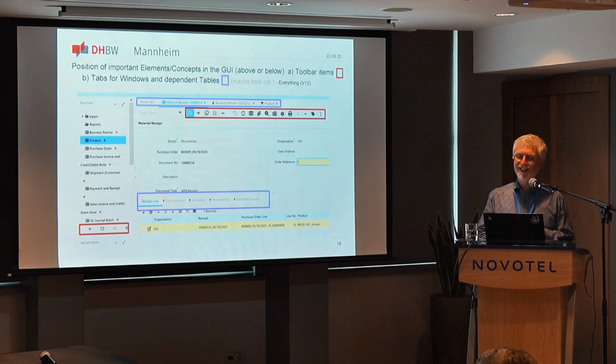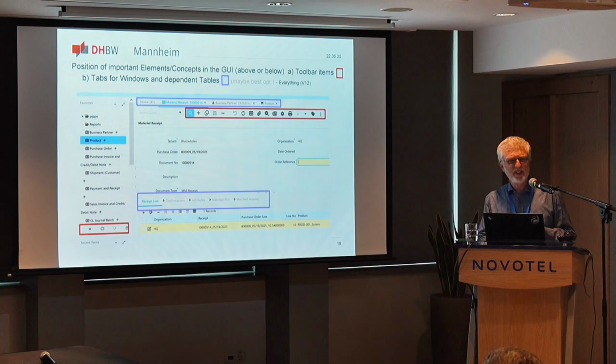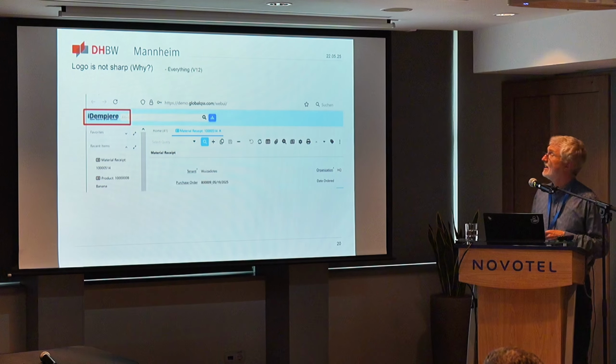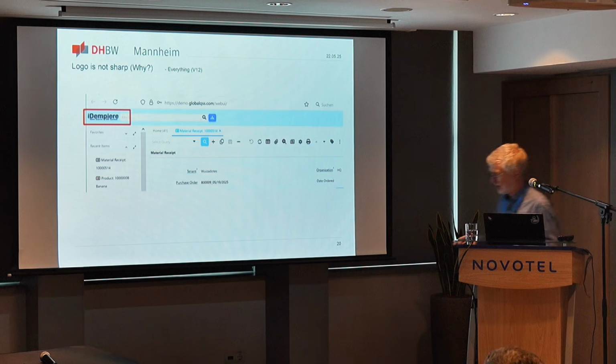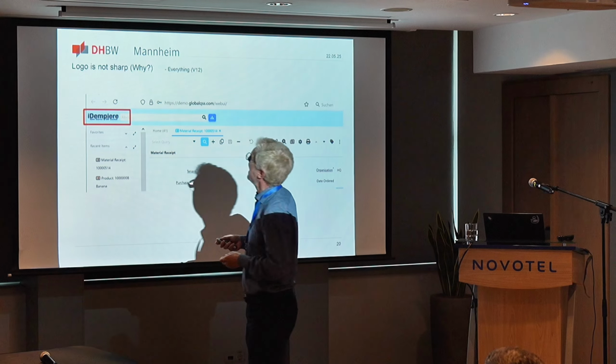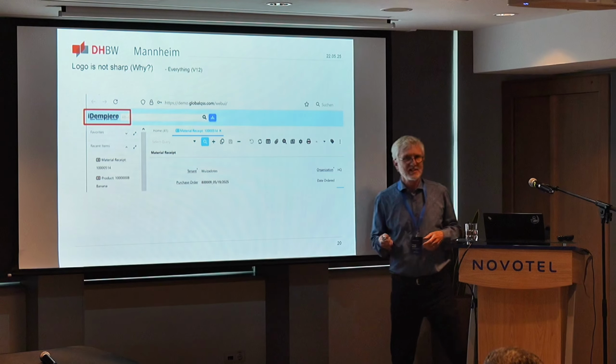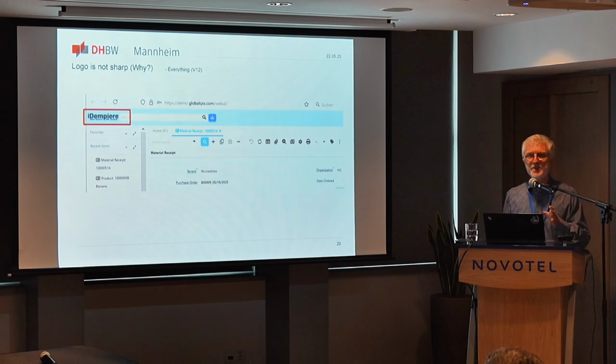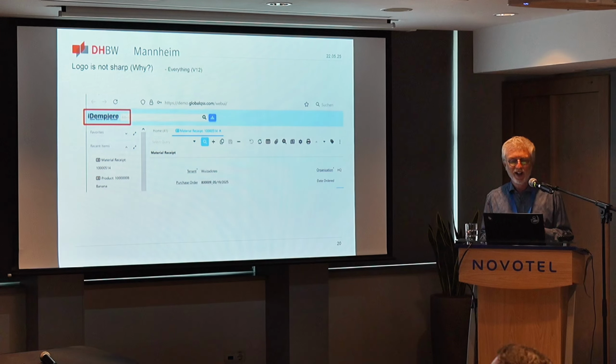And the last thing seems to be a very small one, but anyway, I was always looking at it and thinking, is that really meant to be like that? The logo of iDempiere? I'm not sure. Okay, here it looks even sharp, but normally when I look at it, it's not looking sharp, and I'm not sure why. Perhaps it's also my vision. I'm not sure, but okay.